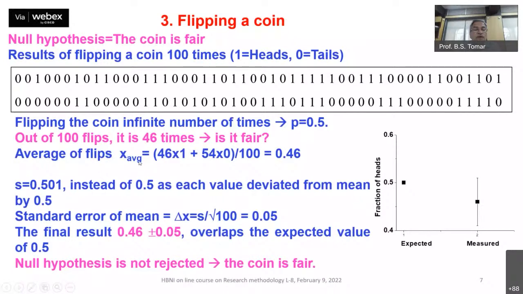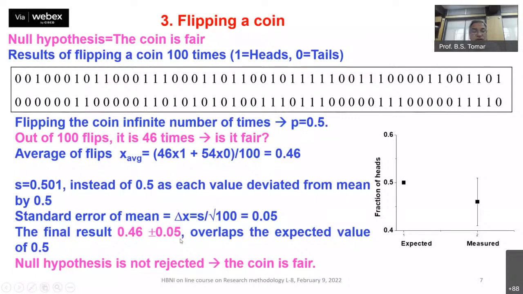It is preferring to show one side. So the average of the flips you can calculate: 46 times you get head and 54 times tail, divided by 100. So you get 0.46. Instead of 0.5, you get 0.46. And the standard deviation you can calculate from this, because the mean value is 0.5. Now, the standard error of the mean you can calculate from that standard deviation value. So delta x is s by root 100, which is 0.05. So the final result is the probability of head 0.46 plus minus 0.05.